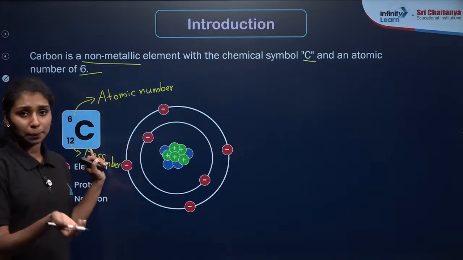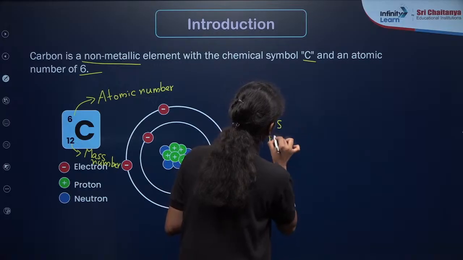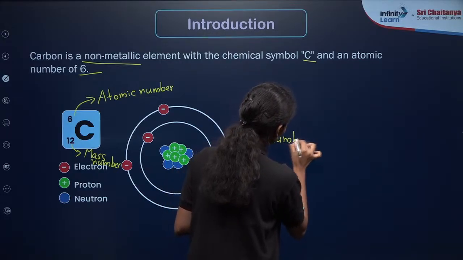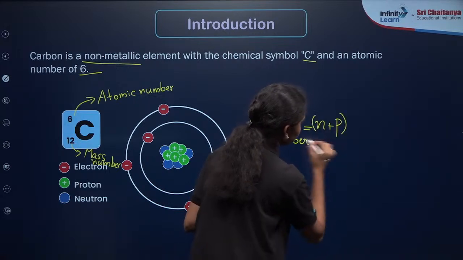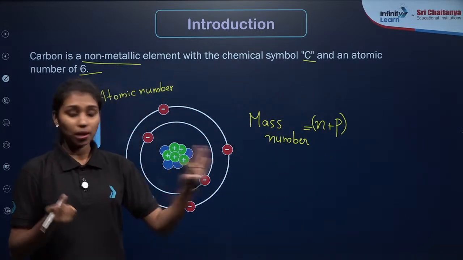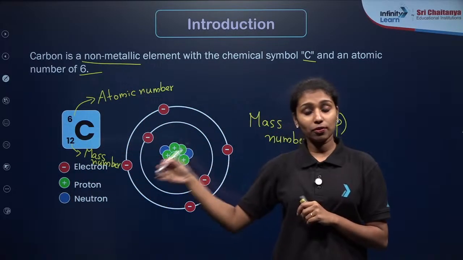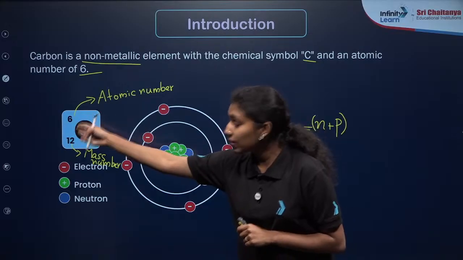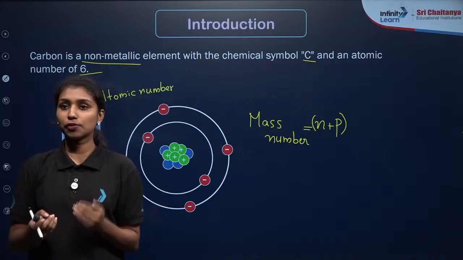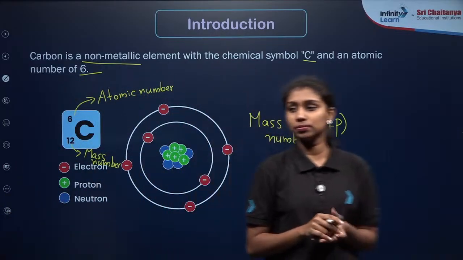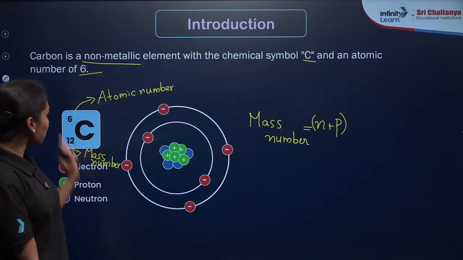Then what do you mean by mass number? Mass number means the total number of neutrons plus protons present inside the nucleus, right? The total number of neutrons plus protons will be the mass number. If I am asking about the mass number here, it is written as 12. What do you mean by that? We already know it has 6 protons. Then what will be the number of neutrons in the case of carbon? 6 only, right? Total 12, 12 minus 6 is equal to 6 only.